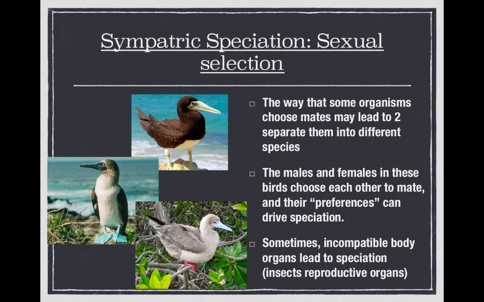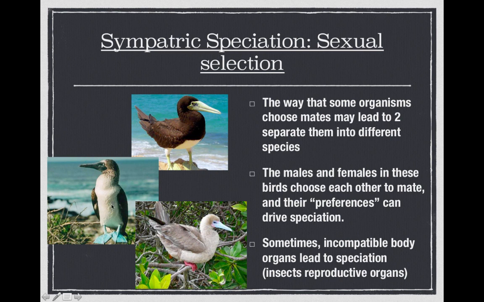All right, sexual selection is another one. Because organisms go through sexual selection and they choose mates based on different characteristics, this can sometimes lead to two separate species. So these are different examples of boobies. Like this is the blue-footed booby, and I believe this is maybe the brown-footed booby and the red-footed booby. Males and females in these birds choose each other to mate, and their preferences can drive speciation. These ones obviously have deviated mainly because of the colors.